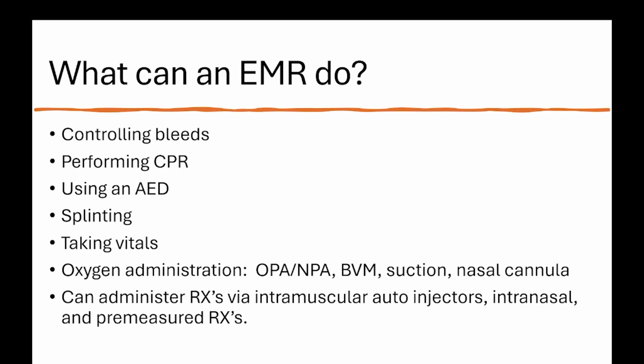What can an EMR do? An EMR can control bleeding, they can perform CPR, they can use an AED, they can help splint, they can take vitals, and some oxygen administration devices that they have access to are an OPA or an NPA, which we'll go into later, a BVM, suction, and a nasal cannula. They can administer medications via an intramuscular route with auto-injectors. They can use intranasal medication and pre-measured medications.